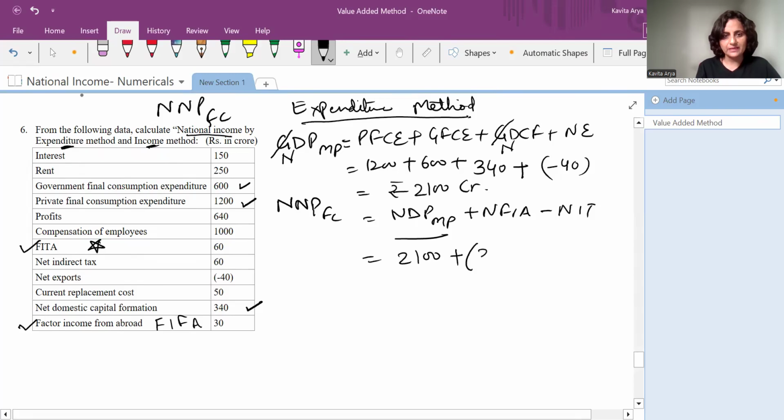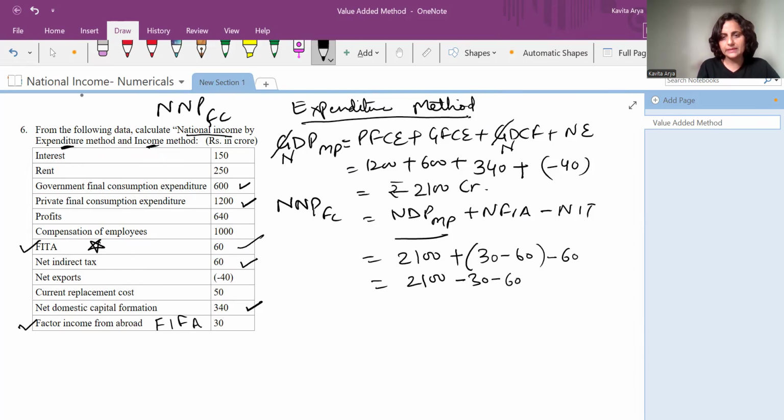So NFIA is 30 minus 60. This is negative for us in this numerical. NIT is 60. What am I left with? 2100 minus 30 minus 60. It means 2010. Out of 100, 90 have gone to adjust the negative, right? So 2010 is my answer using my expenditure method.